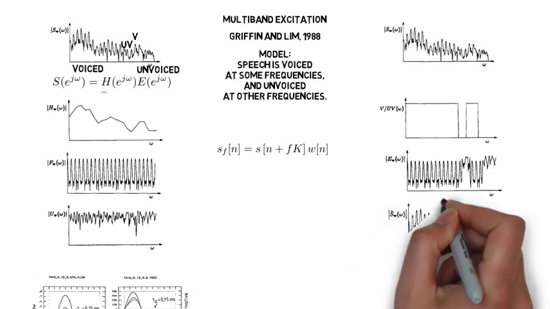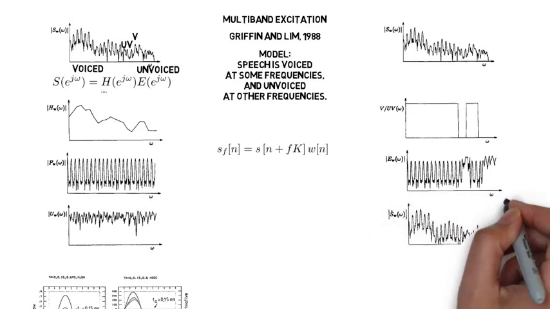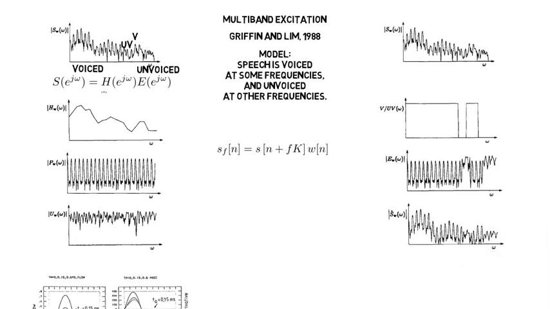If we multiply that by the transfer function, we get a total speech spectrum that looks something like this, which is much closer to the original than we would get if we chose the entire band to be voiced or the entire band to be unvoiced.